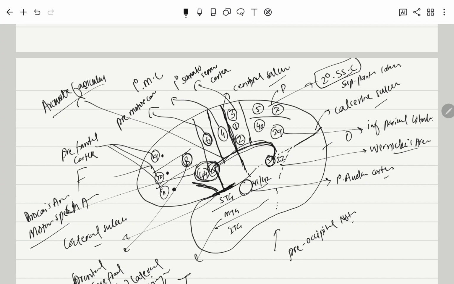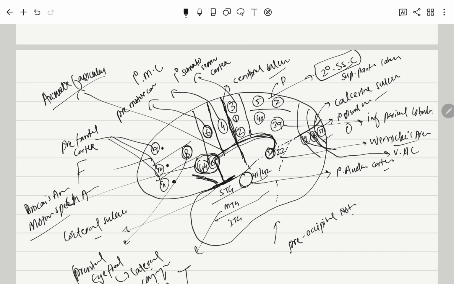And in the occipital lobe we'll have these areas, Brodmann areas 17, 18 and 19, right? So 17 is called the primary visual cortex, and 18 and 19 are called the visual association cortex, also called the secondary visual cortex, right?